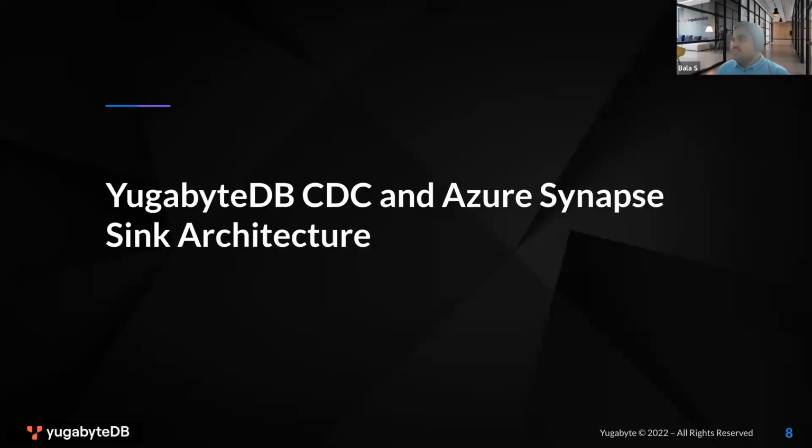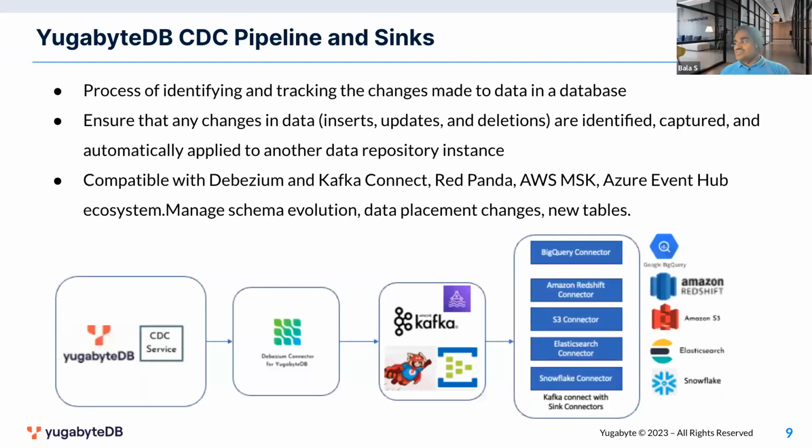Thank you. So here I'm just going to cover how the CDC and Azure Synapse sync architecture works. As most of you know, we have our Debezium Kafka connector, which has the Kafka API built in. We have already tested our connectors with different message brokers like AWS MSK or Azure Event Hub or even Red Panda or open source Apache Kafka, right? And again, we are able to sync the data to different consumption layers or consuming sides.